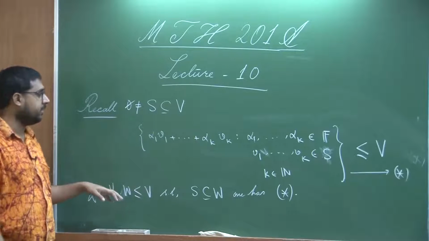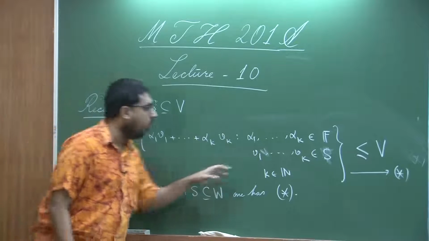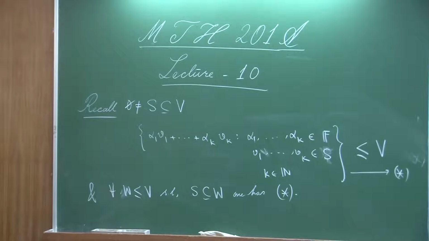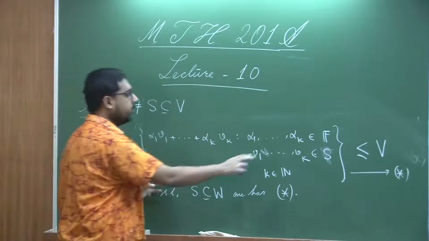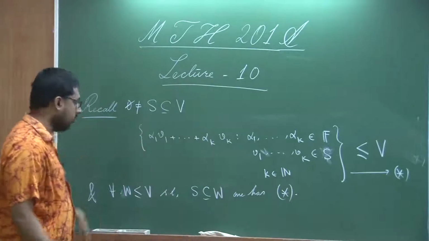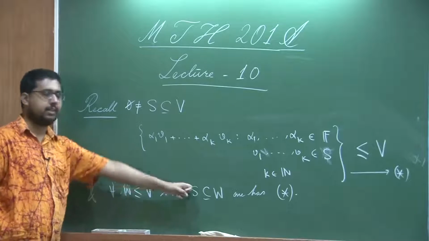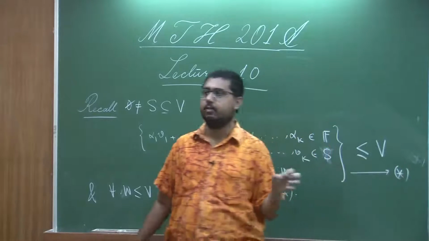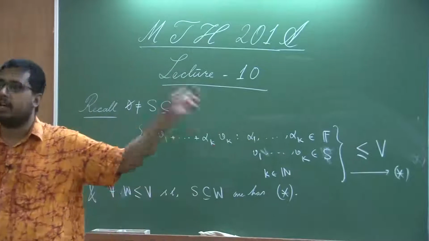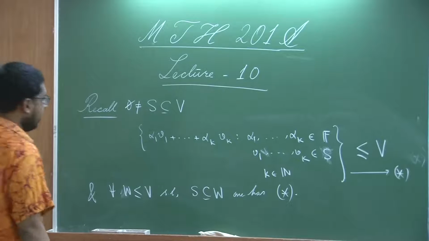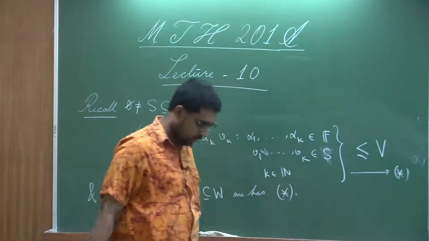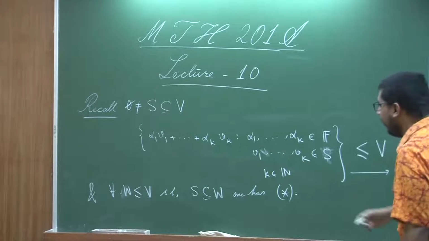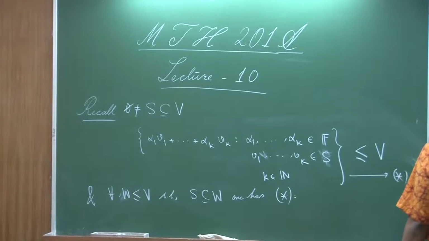So, for a non-empty subset we recall that the set of all possible finite linear combinations from the set S forms a subspace of V. Not only that, given any subspace W that contains that set S, this subspace, if we denote it by star for the time being, is also contained in W. All this we have seen in the last lecture, and then equivalently we can also consider the following.